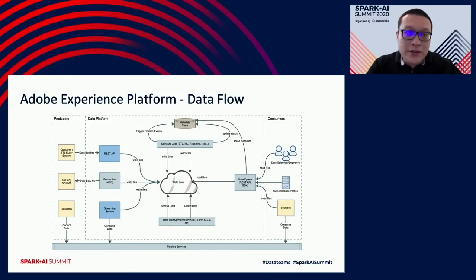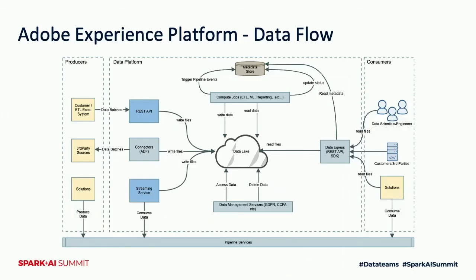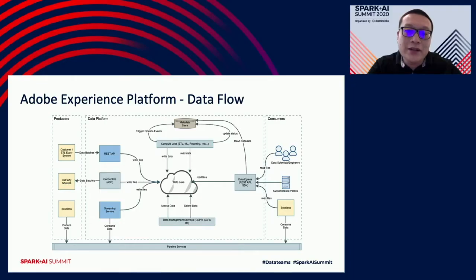So before introducing details of how we handle GDPR and CCPA in our data platform, I would like to walk through the data flow of Adobe Experience Platform. As a data platform, we provide different ways of bringing customer data into the data lake, like REST API, connectors, and streaming services. While data are being ingested into the data lake, we launch compute jobs to do data validation, data conversion, and write clean data into the data lake. We're also providing data egress services, including REST API and SDK, to consumers like data engineers, data scientists, customers, and third parties. Within the data lake, we run a data management service, which handles GDPR and CCPA requests.